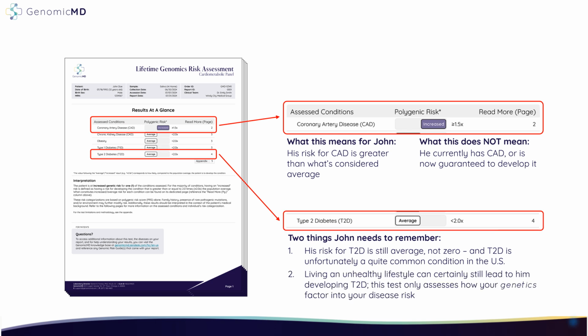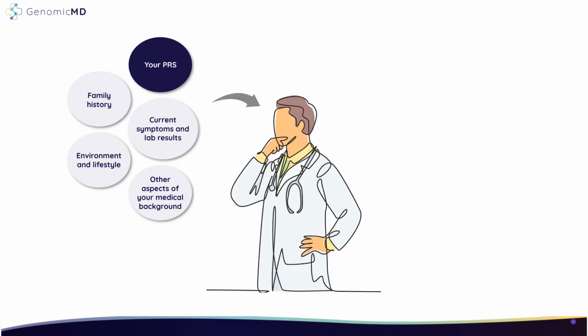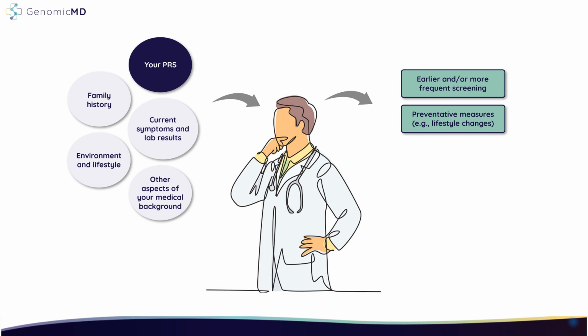And finally, your genetic risk is just one piece of the puzzle. You may be at average genetic risk for type 2 diabetes, but being overweight and physically inactive can still certainly result in the condition developing. With these insights, your healthcare provider can better personalize your health plan. This might include recommending earlier or more frequent screenings, emphasizing certain lifestyle changes, or referring you to specialists for additional interventions.